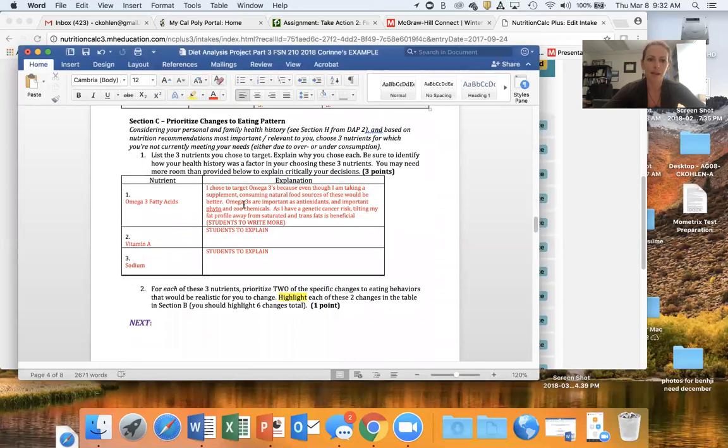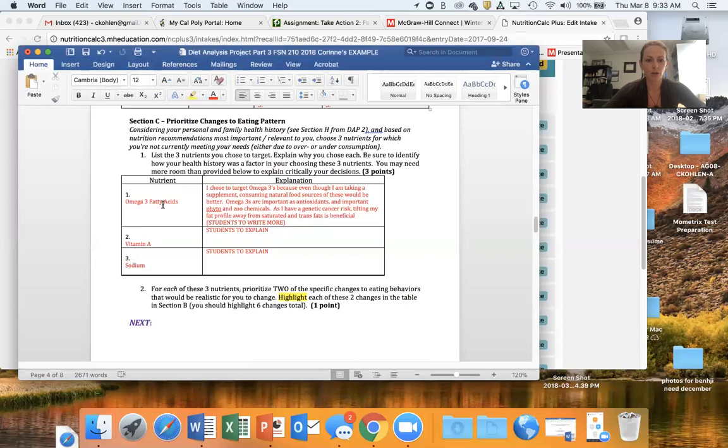Okay, the next thing. List 3 nutrients you choose to target. Explain why you chose each. Be sure to identify how your health history was a factor in your choosing these 3 nutrients. You may need more room than provided below to explain your decisions. So I wrote a brief reason for mine, but I would encourage you to write more than I wrote.